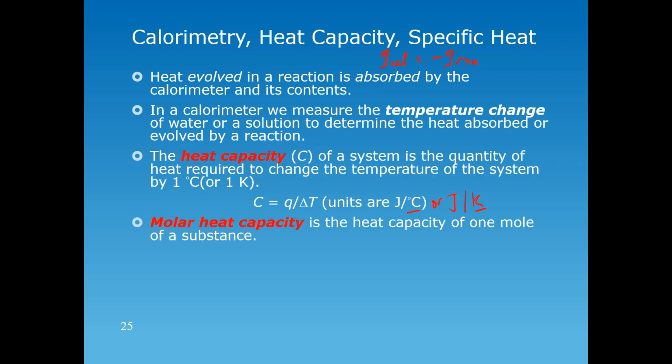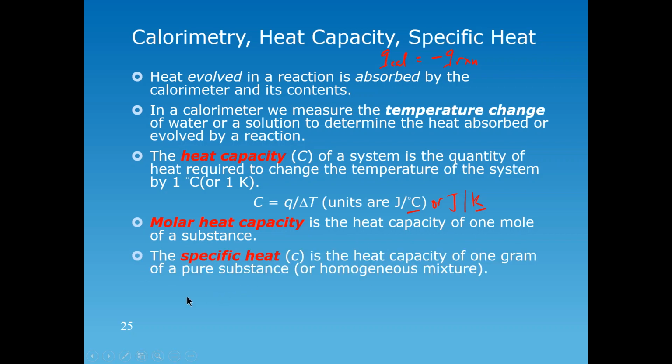Another definition that, to be perfectly honest, I don't anticipate us using much, or at all. But let me talk about it anyway. It's called the molar heat capacity, which is the heat capacity of 1 mole of a substance. Now, one that you'll definitely be using in this particular chapter is known as the specific heat, which is the heat capacity of 1 gram of a pure substance, right?